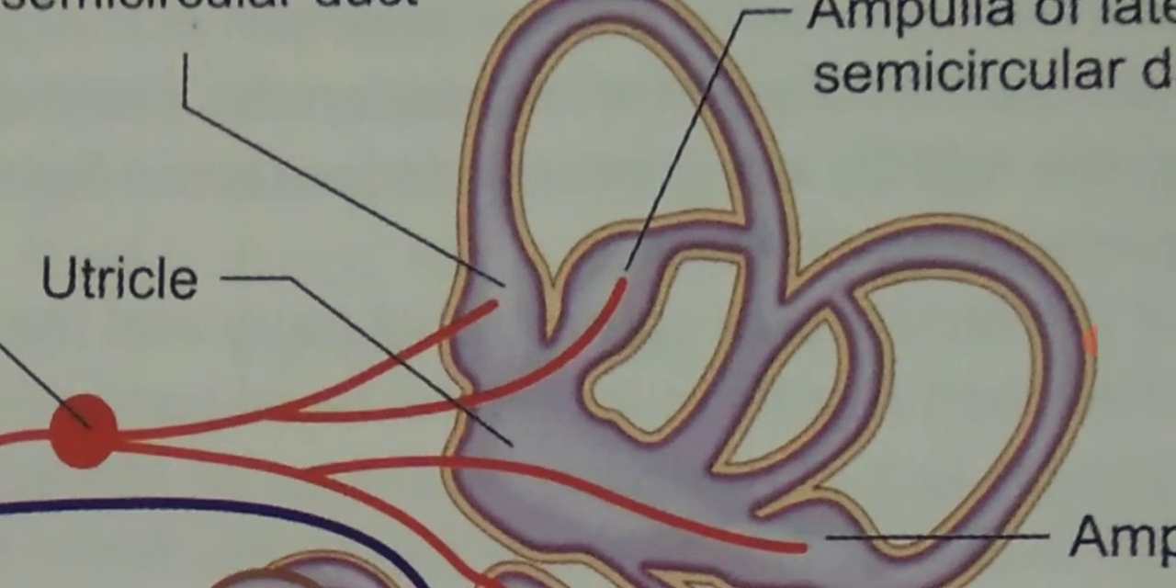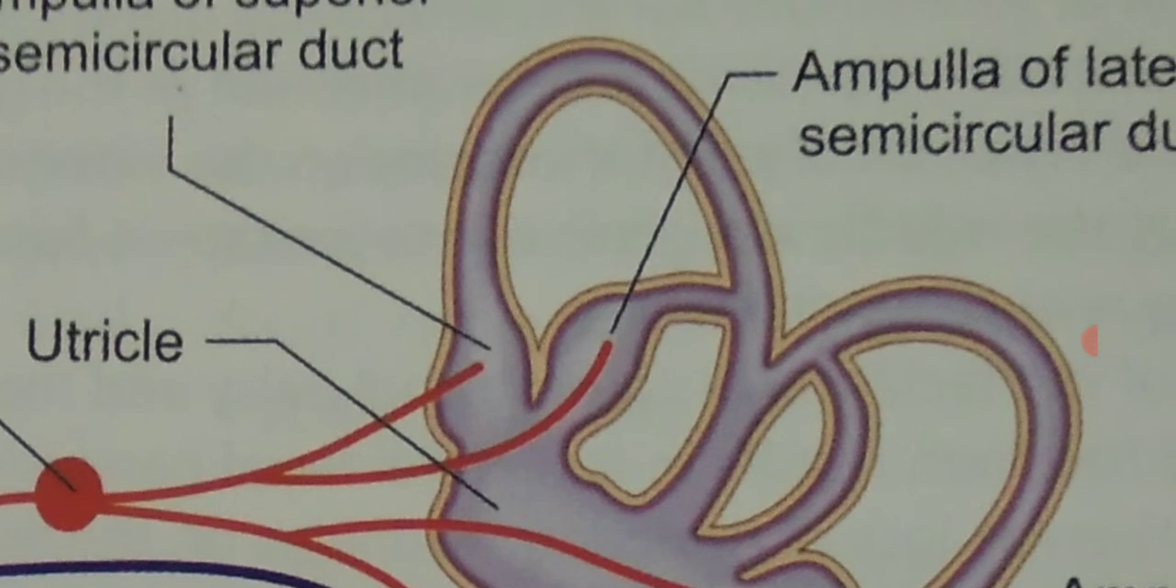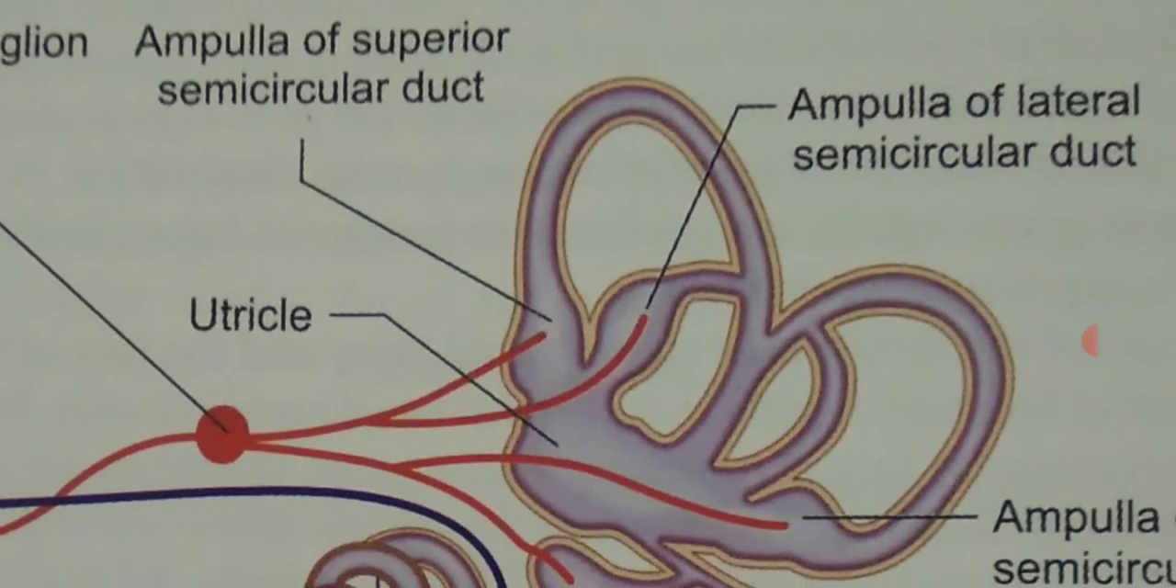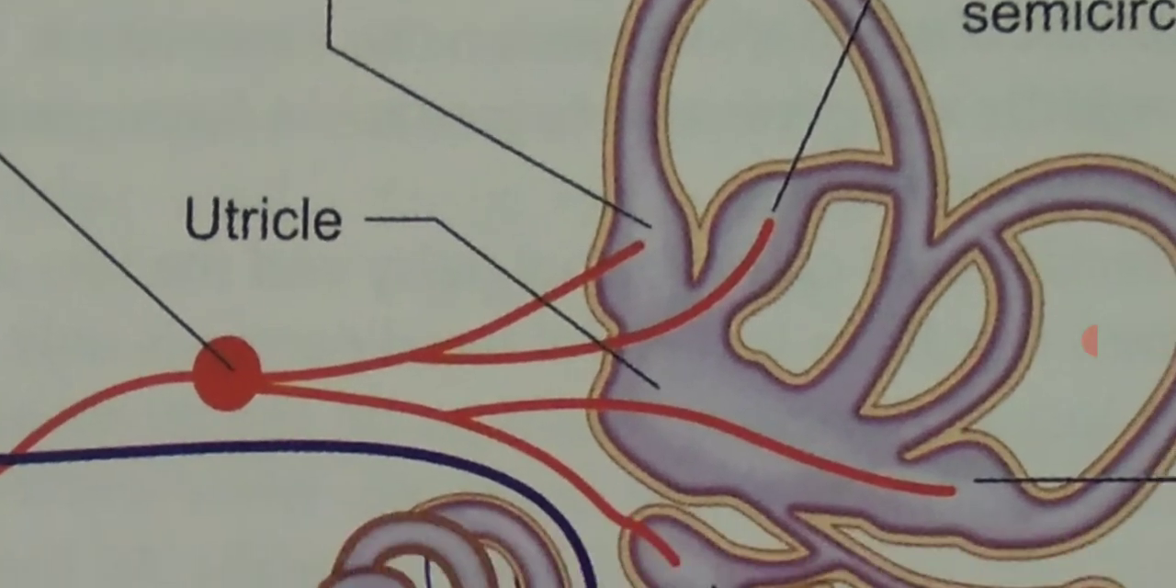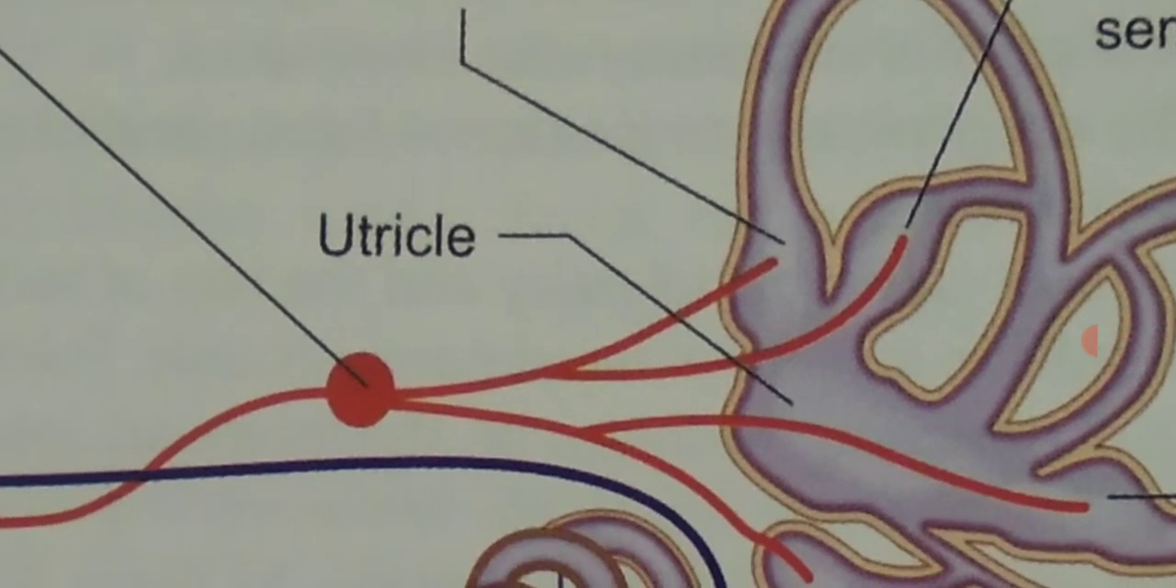Each semicircular canal has got a dilatation, which we call an ampulla, A-M-P-U-L-L-A. Within this ampulla we have the receptor for kinetic balance, called crista ampullaris, C-R-I-S-T-A, crista ampullaris. This crista ampullaris, the receptor for kinetic balance, receives the bipolar neuron. Again, the name of the neuron is vestibular ganglion. From there it receives the nerve fibers. You can see all the three ampullas, the superior, the posterior and the lateral, are receiving the peripheral process.